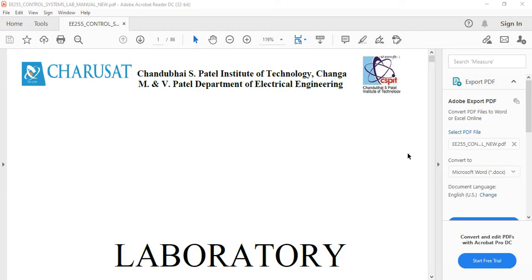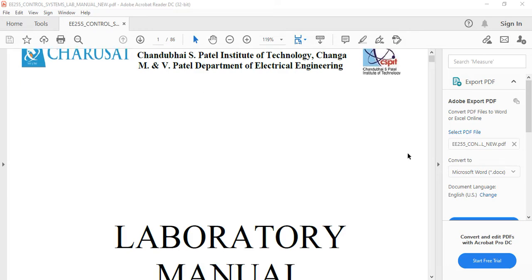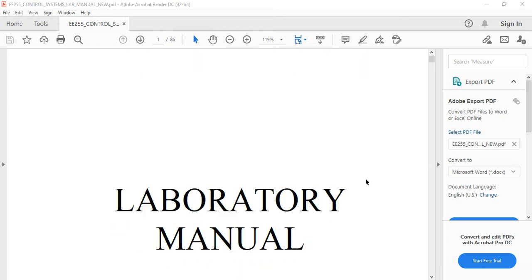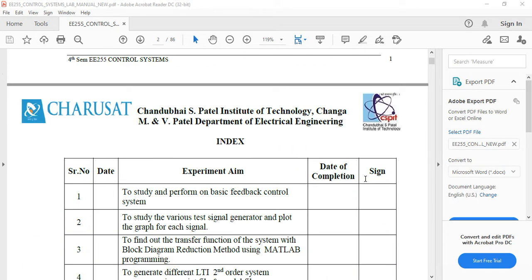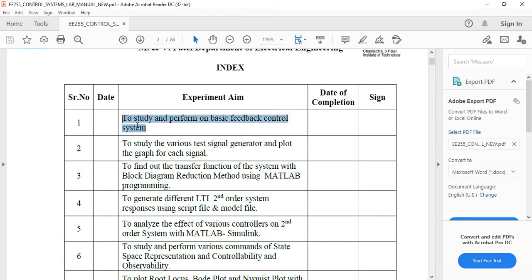So in this video we are going to learn about experiment number 3. Experiment number 1 and 2: I have given videos of experiment number 1 and 2. The first is to study and perform the basic feedback control system. The second experiment is related to studying the various test signal generators and plotting the graph of each signal.